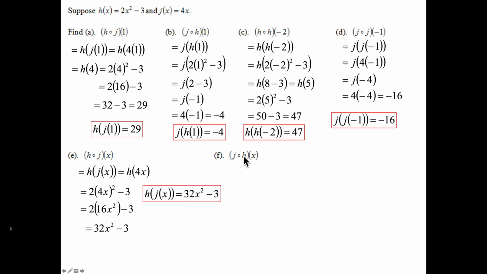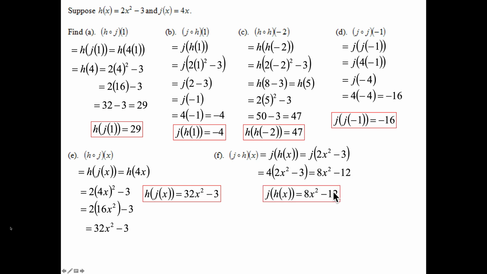And if we switch the functions around, just like we saw with the numbers, you better not get the same answer. So j of h of x, so that means now the entire h function, 2x squared minus 3, is going to go into the x of the j function. So that's just going to be 4 times that 2x squared minus 3, okay, 8x squared minus 12. And as you can see, these two expressions are not the same.